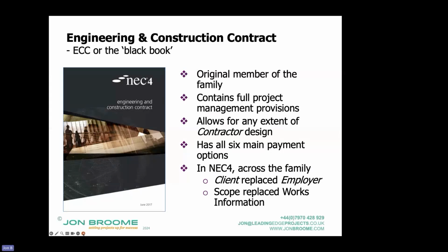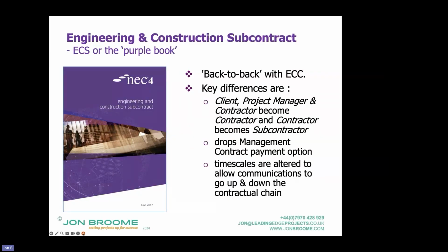The back-to-back version of this contract is the Engineering and Construction Subcontract, or the purple book, and it's still the purple book in NEC4. So it's back-to-back, or you'll see in later slides B2B for shorthand. And as again, I think I said last time, would there generally be a reason to use an older version than the latest version?